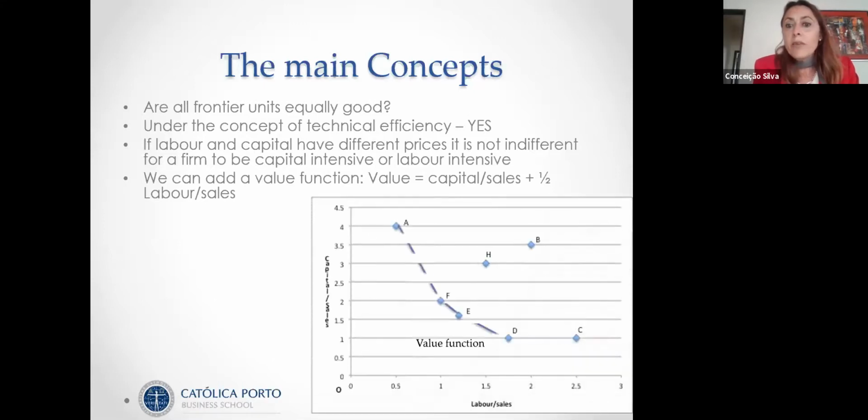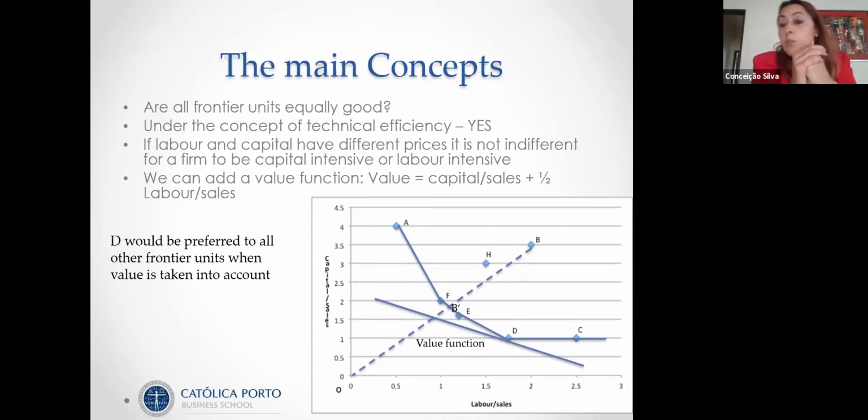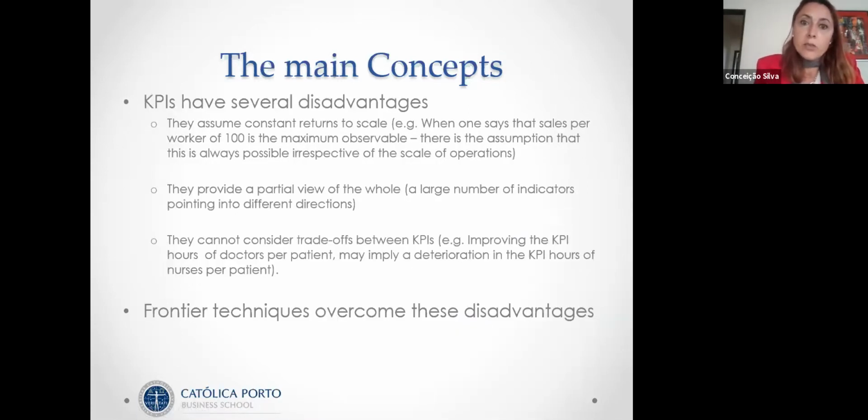So if we add a value function to this graph, this is the same graph. Let's assume I have a value function that says labor is half the price of capital. So the value function would be something like this. Under this value function, I would say D is preferred to all the other options at the frontier because it shows the minimum value, in this case the minimum cost. This allows us to compute cost efficiency and economic measures of efficiency, where we take the distance to the technical frontier as a technical efficiency measure, and the distance to the value or cost function as a measure of cost efficiency. So we can do this under DEA as well.